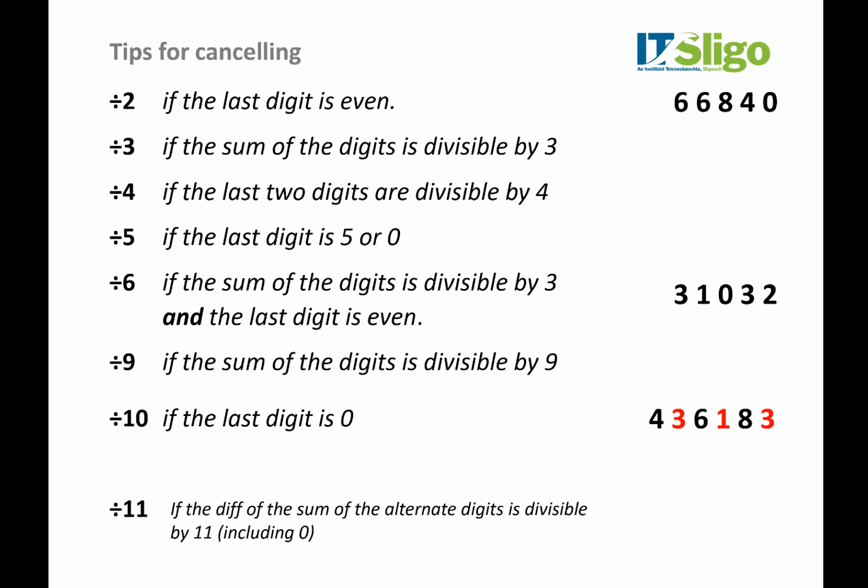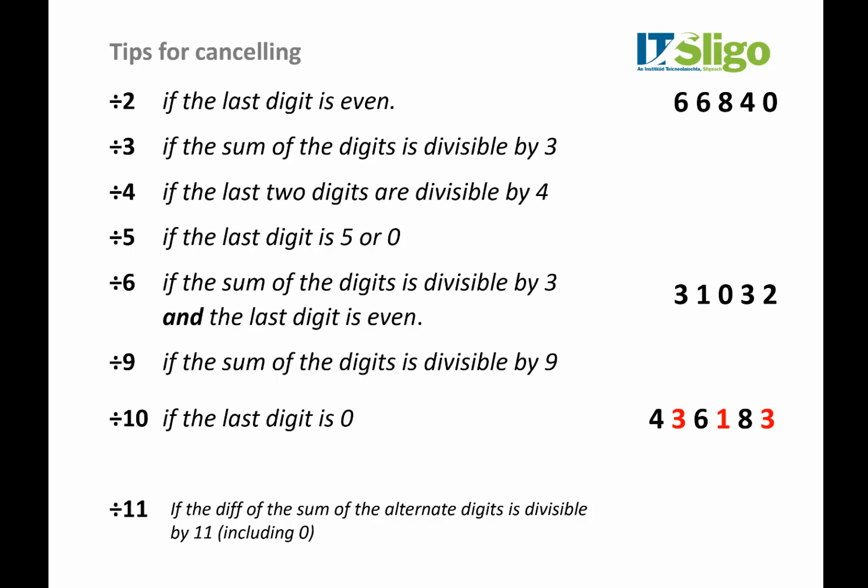0 also counts. So if we say, even looking at something we'd know, 88, well, there's no real third number, so we just get the difference between the two numbers. 8 minus 8 is equal to 0, and 0 is divisible by 11.